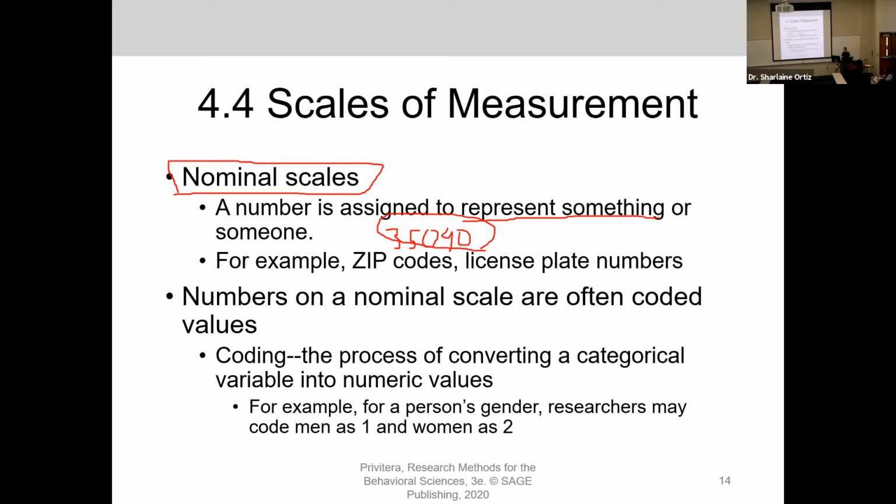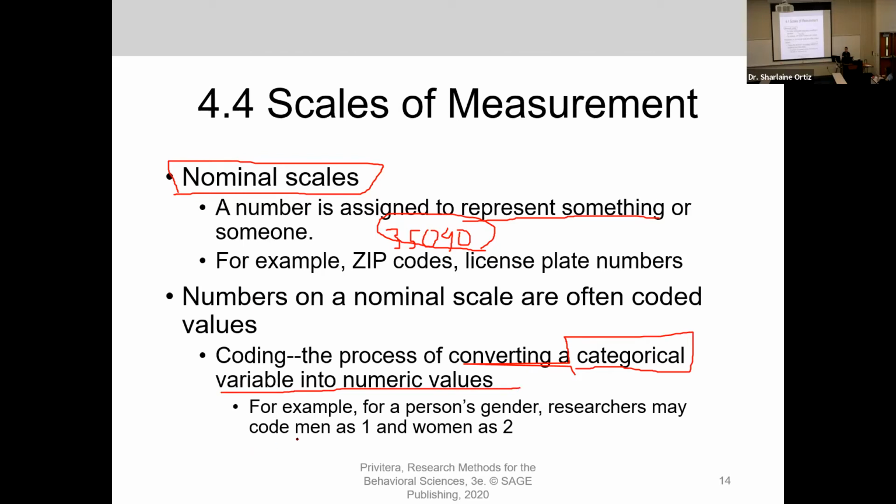Now, why is it that we need that in social sciences? Because you're thinking, well, it doesn't really give me a lot of information. It's still needed, because we're trying to convert something that's a category, and we're trying to give it a numeric value.